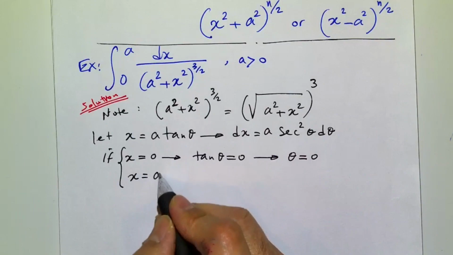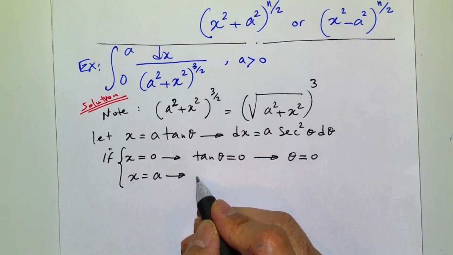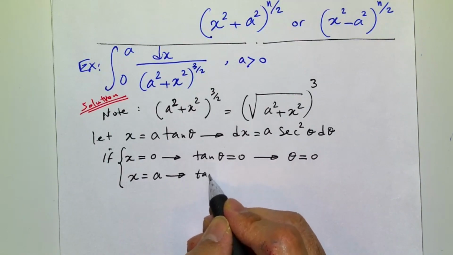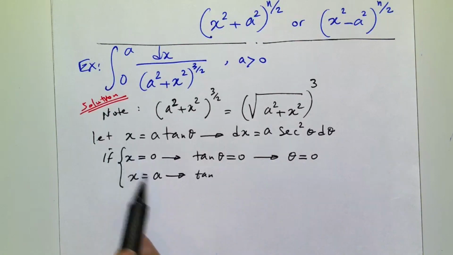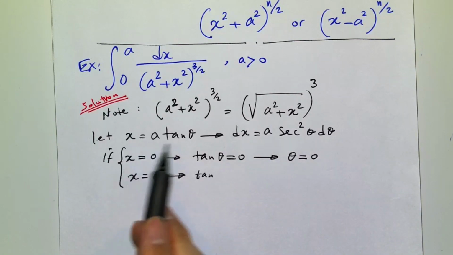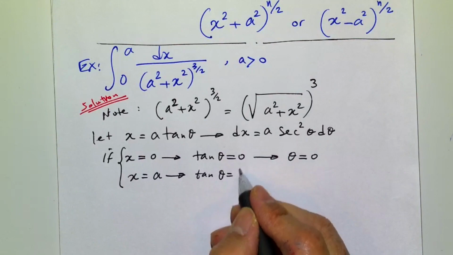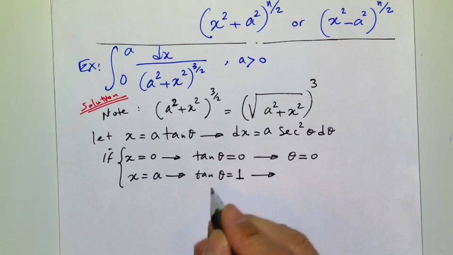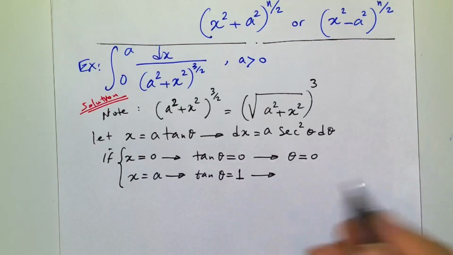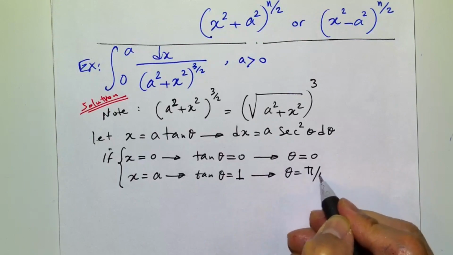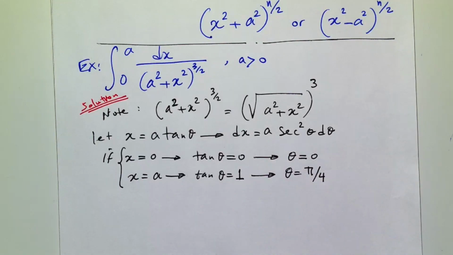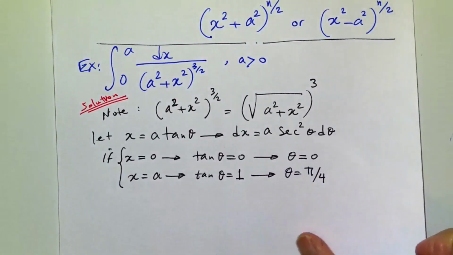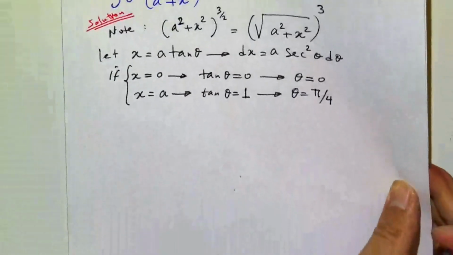So when x equals a, we have tangent of theta. So substitute for x with a here. The a's cancel out. You end up with tangent of theta equals 1. When is tangent of theta equals 1? It's when theta equals pi over 4. Right? So these are the new limits of the integration.